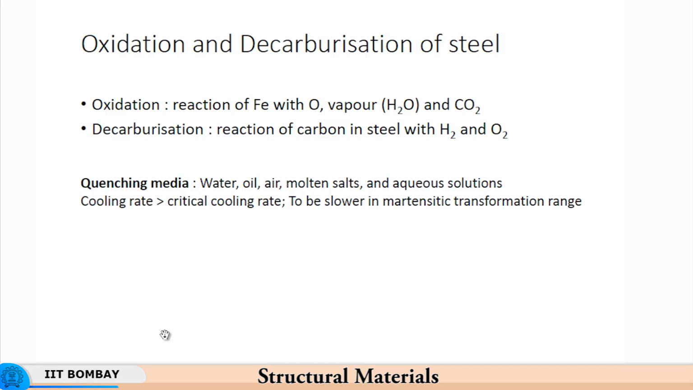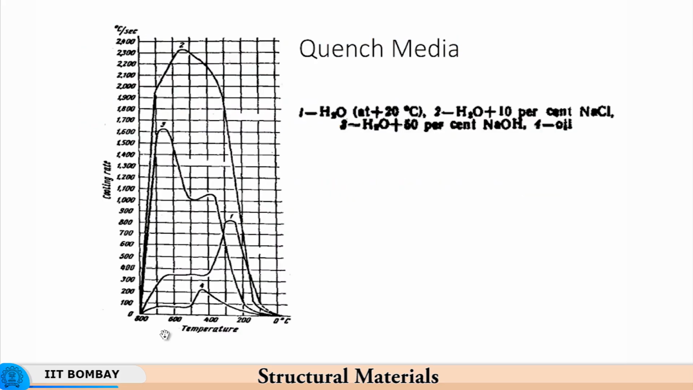So, we use quenching media such as air itself, as in the case of normalizing, but then water, oil, molten salts, and aqueous solutions give different kinds of cooling rates. So, as a result we use different quench media. If you see here, you have temperature on the x axis and the cooling rate on the y axis. Temperature starts at 800 and comes down to 0. You have the heating, and then up to a certain temperature and then cooling very rapidly.